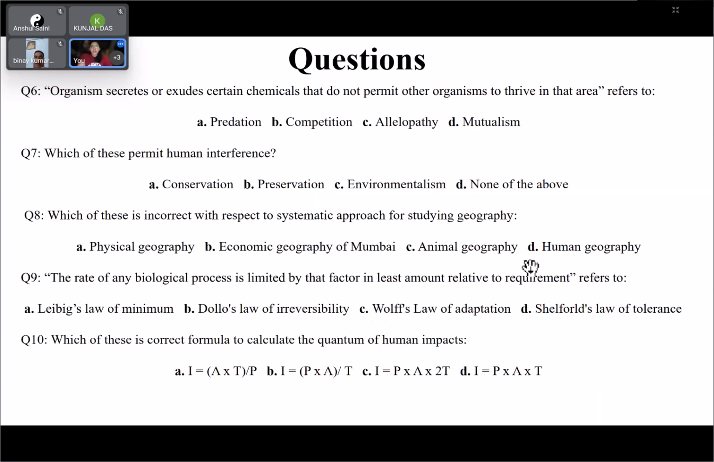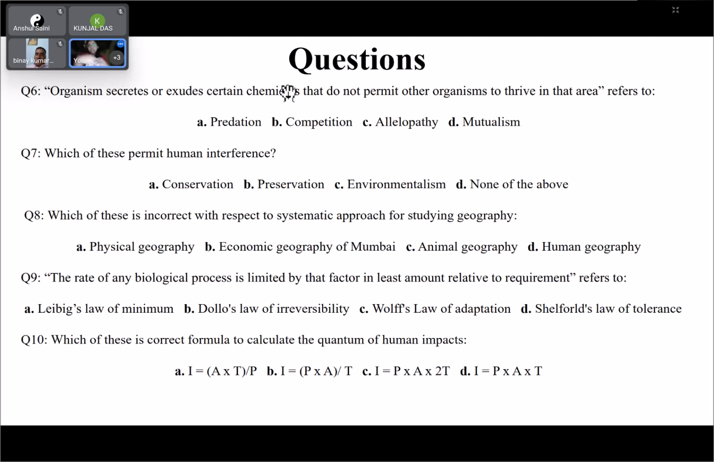Okay, then the next set of questions: organisms secrete or exude certain chemicals. This is about interaction between different species. You need to remember which one is what: predation, competition, allelopathy, mutualism. There are many other interactions that a species has with species that share the habitat, and that influences their distribution. For example, let me give you an example.